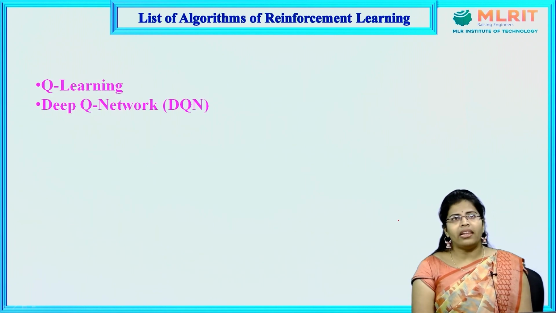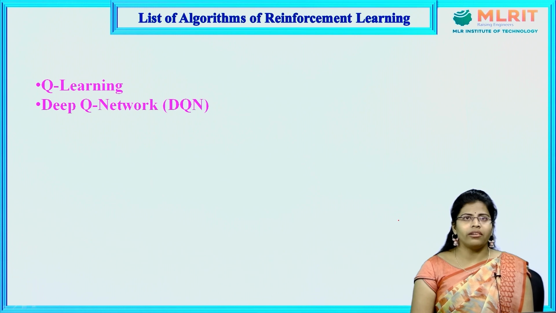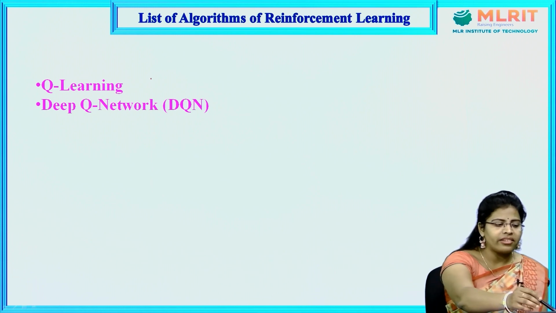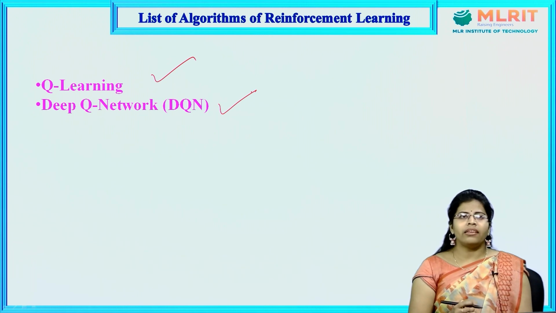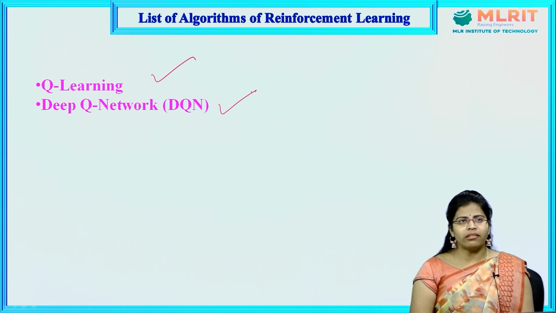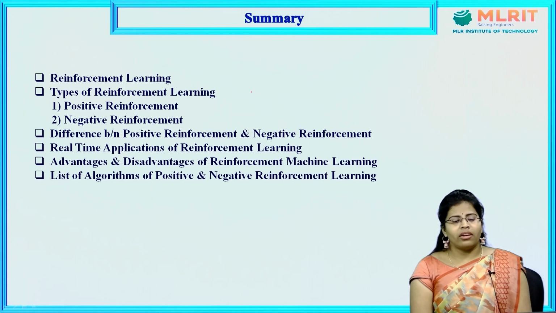And what is the list of algorithms that come under reinforcement learning? That is Q-learning and deep Q network, DQN. These algorithms are going to be discussed in the later coming sessions. That's all about today's session.